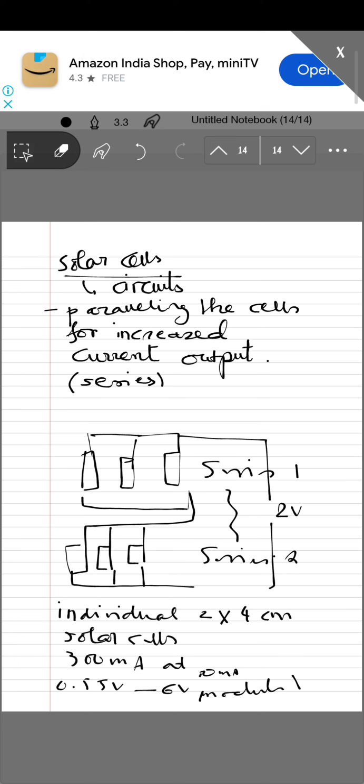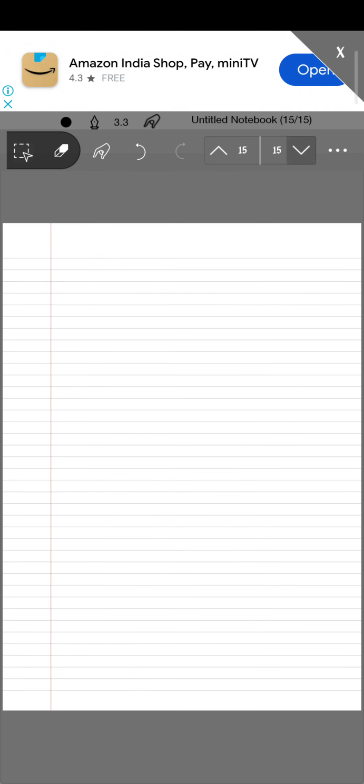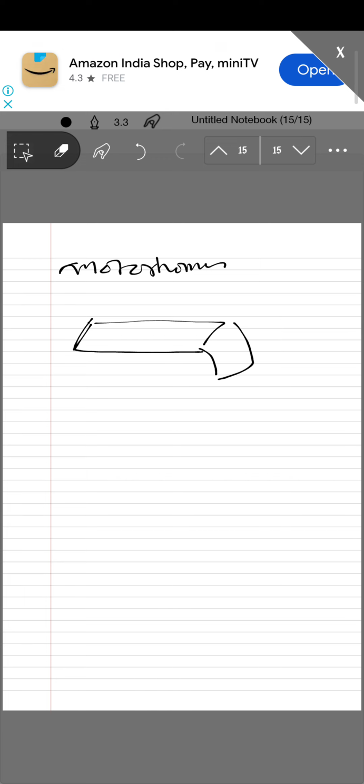So this is one more application. Another very common application of solar cells is in something called motor homes. Motor homes means car homes, or a moving home, whatever you can call it. So basically it's a car, and inside the car you are keeping your home.